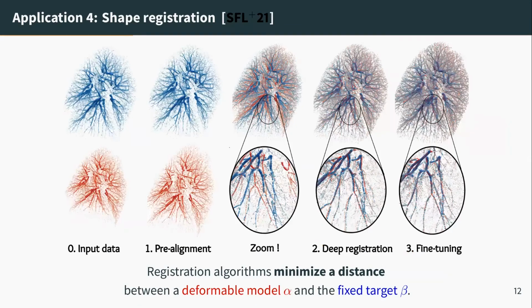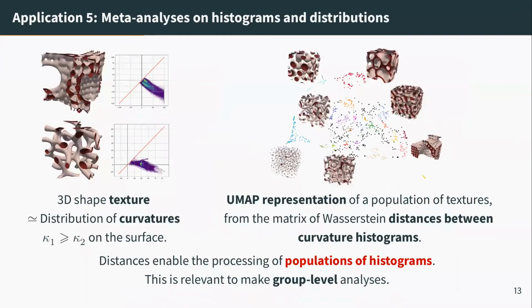And even the kind of pipeline that I showed to you two lectures ago, the thing about lung registration, explicitly in the paper, it is about minimizing a distance between the deformable model alpha, the source lung, and the target beta. And the loss function is defined using measure theory, explicitly on probability distributions. So that's application 4. And motivation 5 is doing meta-analysis on histograms and distributions.